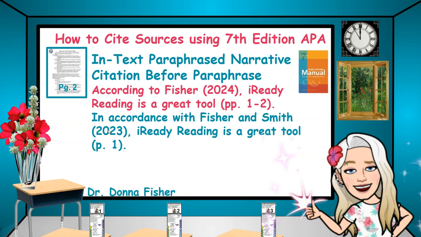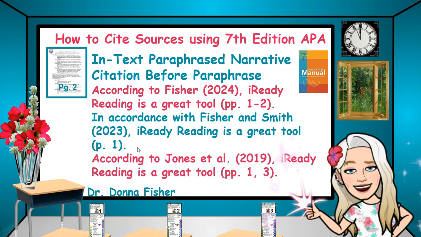In our second example here, we have another lead-in. This one said according to, this one says in accordance with. And now we have two authors, Fisher and Smith. And again, in the narrative, you don't put an ampersand, you write out "and" Smith, 2023, and then you have your comma and paraphrased information. iReady Reading is a great tool. That is found on page 1. There you have that end punctuation mark. If you had two sentences, you'd still put a period inside here, but the second sentence would end out here, and so forth.